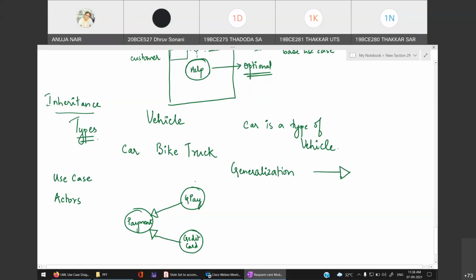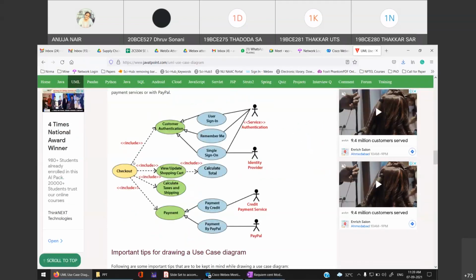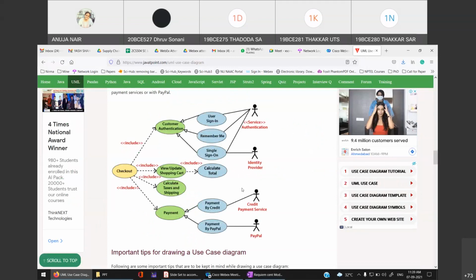Is it clear to everyone what generalization is? Can I get a response? There can be more than one generalization? Yes, there can be.